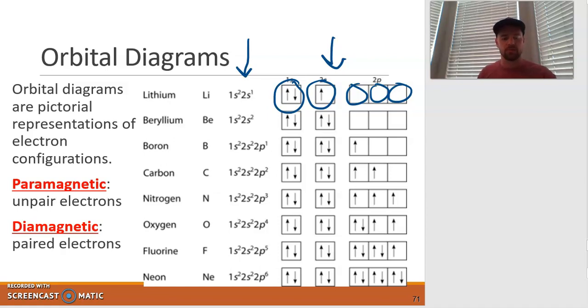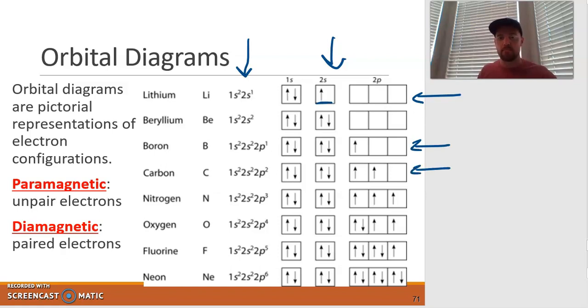So, as an example, lithium would be an example of a paramagnetic element because it does have one unpaired electron. So would boron. And as you can see, most elements are paramagnetic. And what does that mean, paramagnetic, other than just we know it has an unpaired electron? It means that it is going to be affected by a magnetic field.